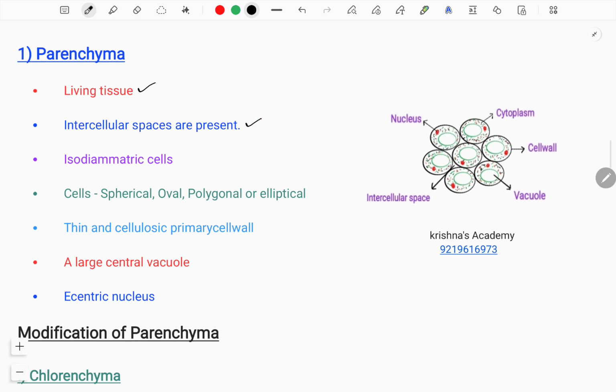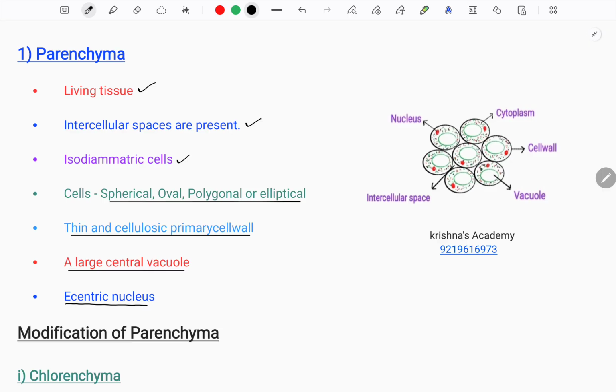Intercellular spaces are present. Isodiametric cells. Cells may be spherical, oval, polygonal, or elliptical. A thin and cellulosic primary cell wall is present. A large central vacuole is present, which is the characteristic feature of the permanent tissue or the matured plant cell. And the next one is eccentric nucleus.